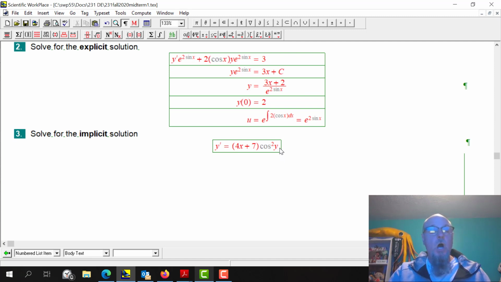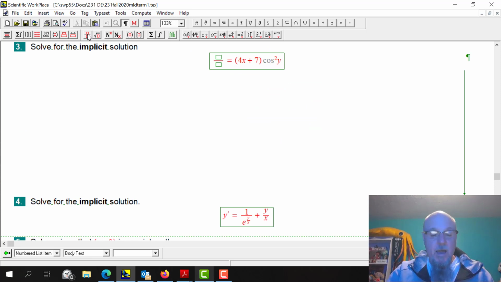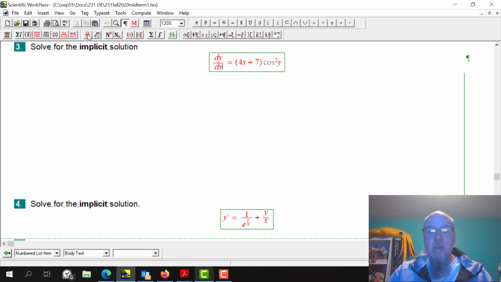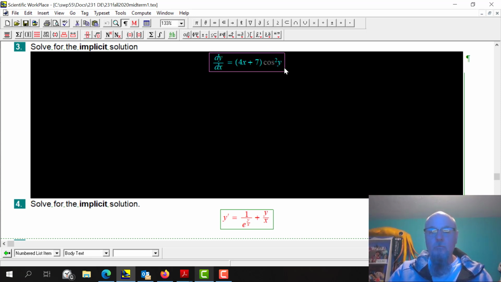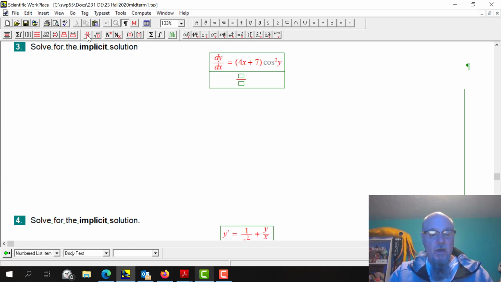Next question. Oh, separable. It can be written as a bunch of x's times a bunch of y's. So this y prime, since I'm going to do separation, I'm thinking of that as dy over dx. So let's put our y's on the y side. 1 over cos squared.